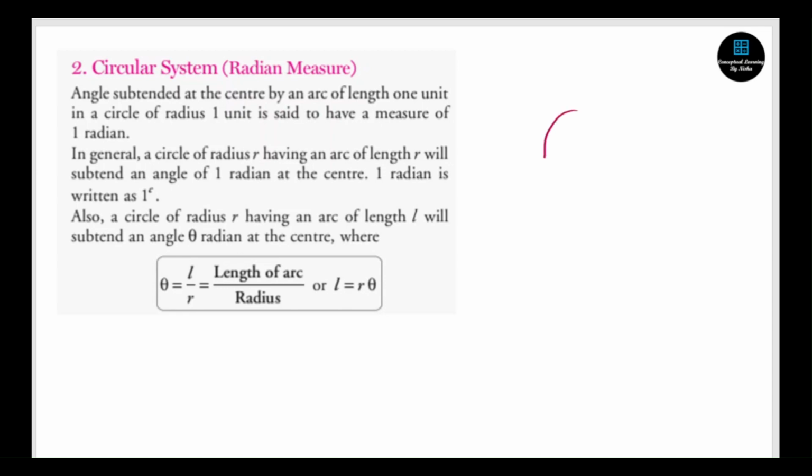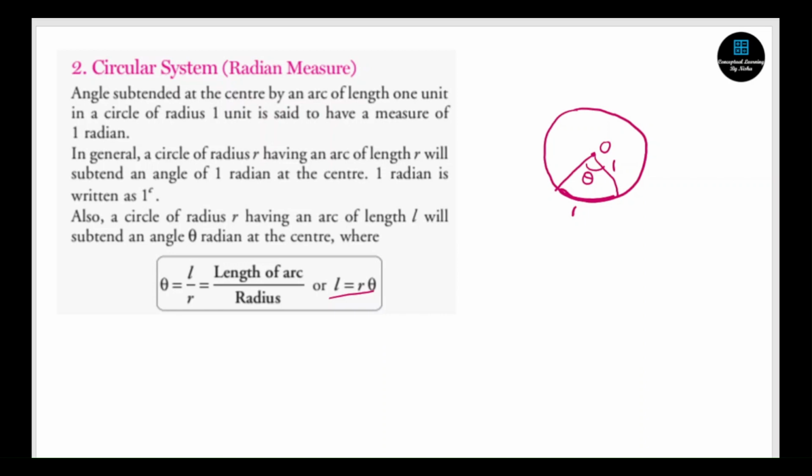Now see, when I talk about this complete circle, this is the center, okay. When the arc, let's say this arc, subtends the angle over here, okay. Now when we talk about the unit circle, the radius is 1 unit, and the length of the arc is 1 unit, then this angle which is subtended at the center is called 1 radian. So you can say theta equals length of arc upon radius, or length of arc equals radius times the angle subtended, which is measured in radian.